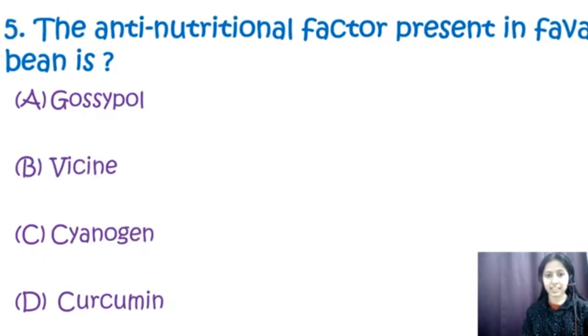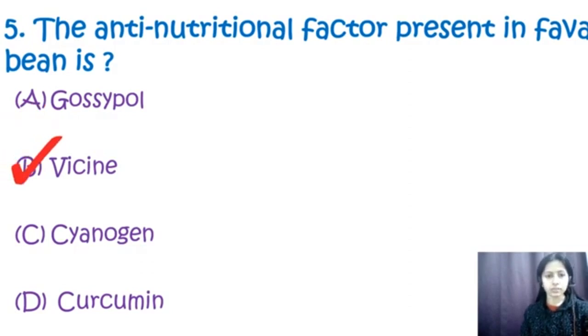5. The anti-nutritional factor present in faba beans. Option A gossypol, option B vicin, option C cyanogen and option D curcumin. So what exactly is this anti-nutritional factor? So anti-nutritional factors are those substances which interfere with the absorption and utilization of nutrients in the body. So write down in the comment box what is the botanical name of this faba beans. So here the correct answer is option number B, that is vicin.